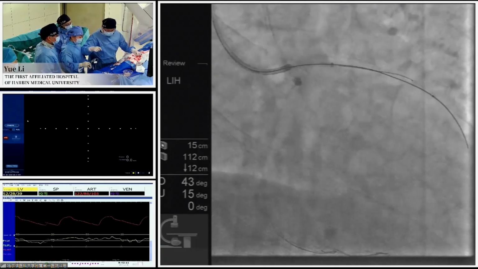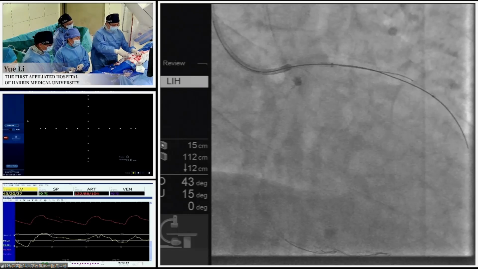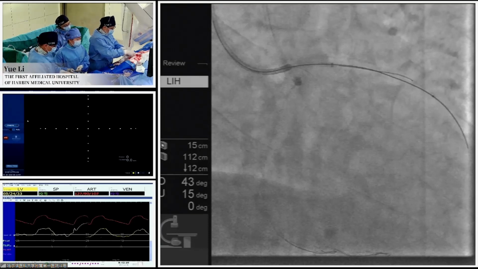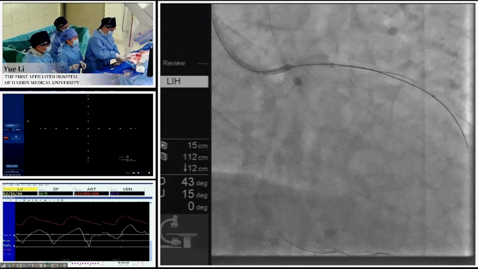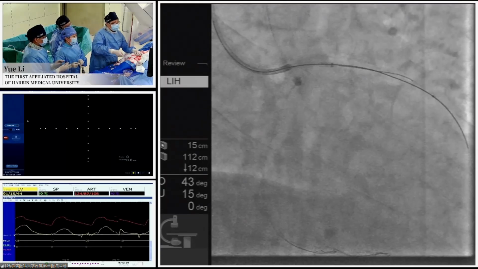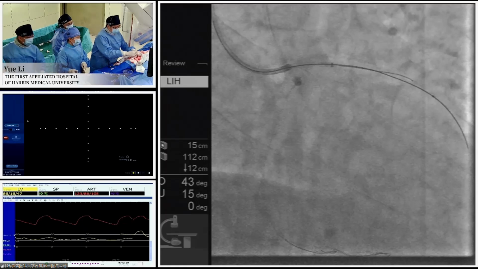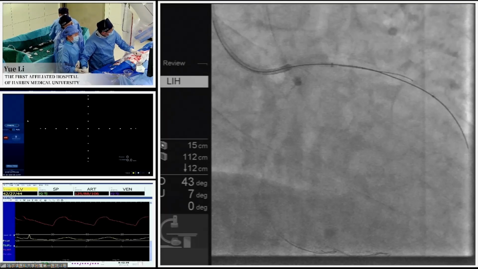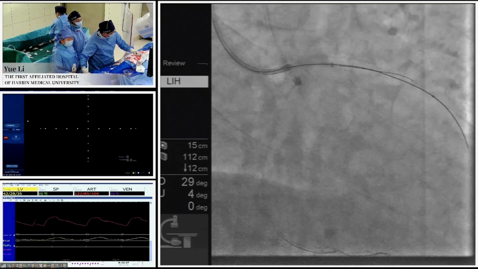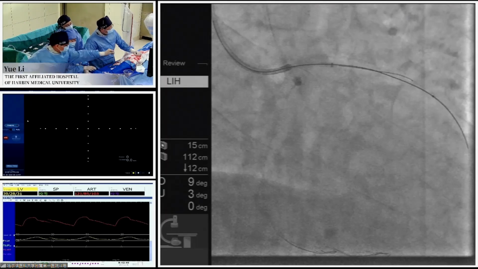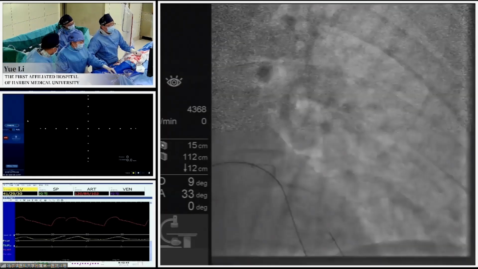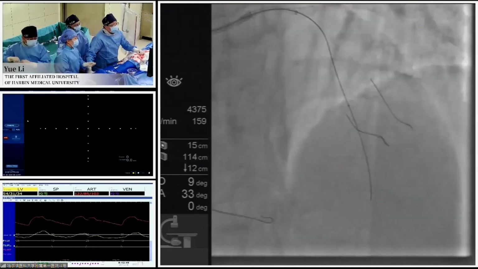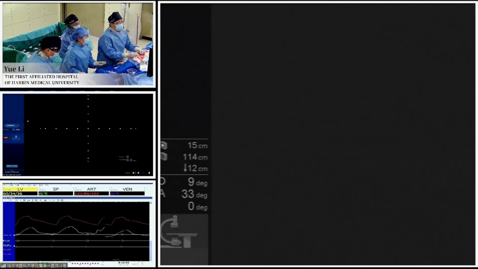How to do next? Okay, I think we can perform the externalization. Yes, of course, one choice. And also we can use the antegrade microcatheter to meet the retrograde wire. This is my choice. Okay. So give me the Corsair. Okay, coronal view.